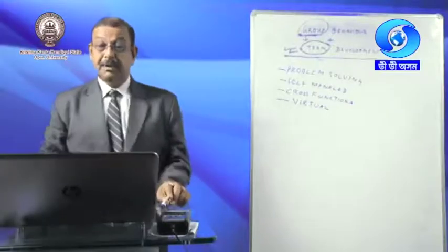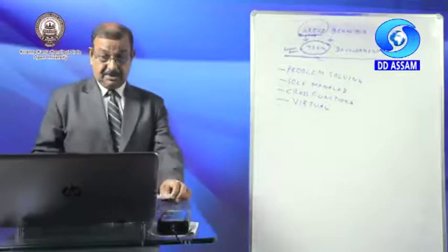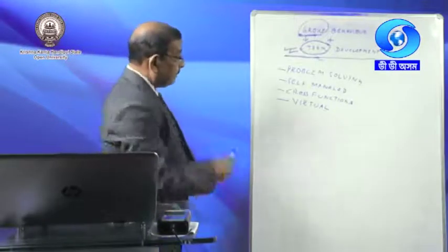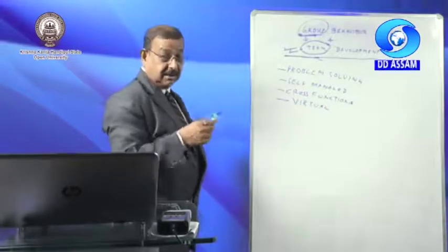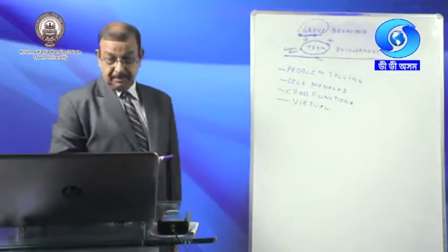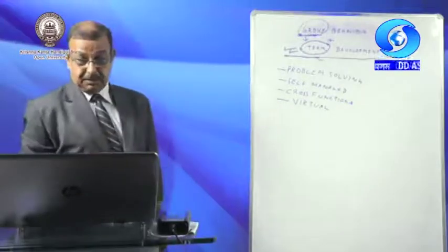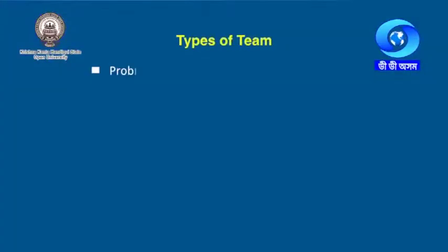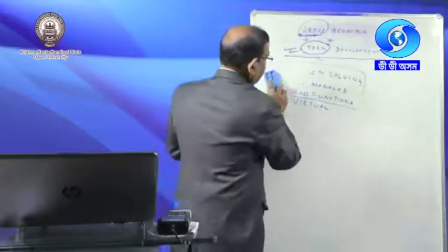Problem-solving teams: say some organizations might have quality circles. They will discuss some quality issues and accordingly they will make measures to address those issues. Self-managed work teams, say in the case of advertising, they will have to discuss graphics, dialogues, shooting, script. So they will have to work in a creative way. Cross-functional teams, say marketing, finance, production, all of them, it's a project type of situation. And in today's context, we have the important and emerging trend of virtual teams, meaning online collaborative effort.